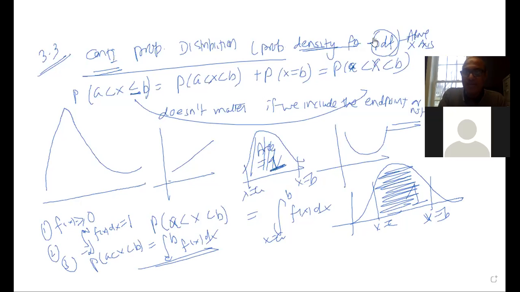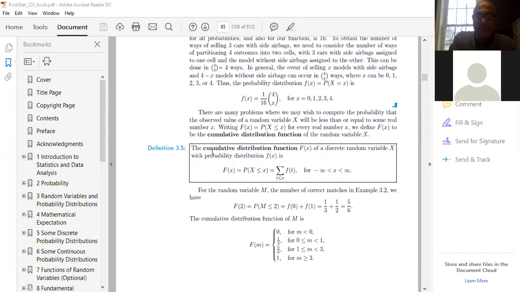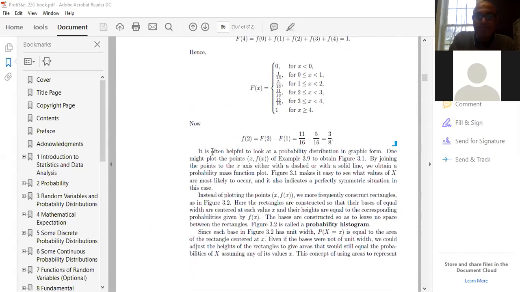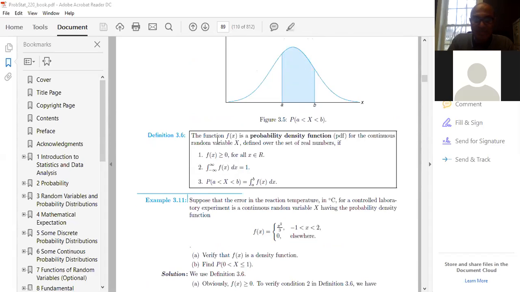And now let me clean this and share my book so that you will have a little bit more idea. In the book, it says exactly the same thing which I explained to you. Look here, guys. This is the definition: function f(x) is a probability density function (PDF) for the continuous random variable x defined over the set of real numbers if f(x) is greater than or equal to 0, the integral from negative infinity to infinity of f(x) dx equals 1, and the probability of a less than x less than b equals the integral from a to b of f(x) dx. If these three conditions are satisfied.